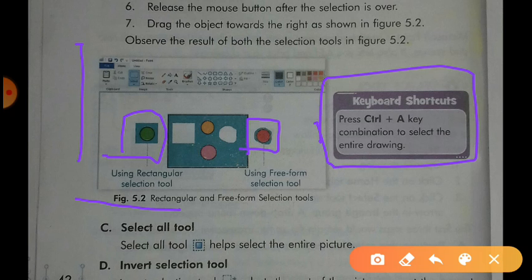Dear students, press the Ctrl plus A key combination to select the entire drawing. If you want to select the entire drawing, then you have to press the key combination Ctrl plus A. This is the shortcut key to select the entire drawing.